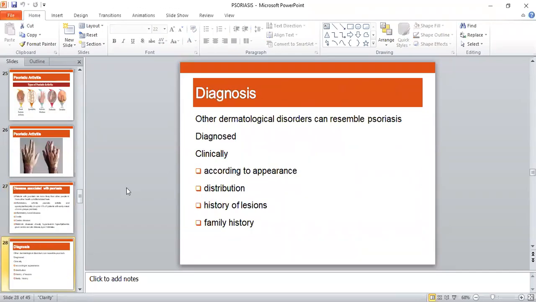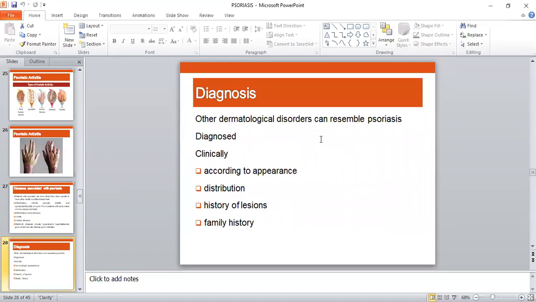How are we going to diagnose? Other dermatological disorders can resemble psoriasis, but it is diagnosed clinically, according to the appearance, distribution, history of lesion and family history. These are 4 points that are very important. How it has started, the appearance of the disease and distribution, history of the lesions and family history.